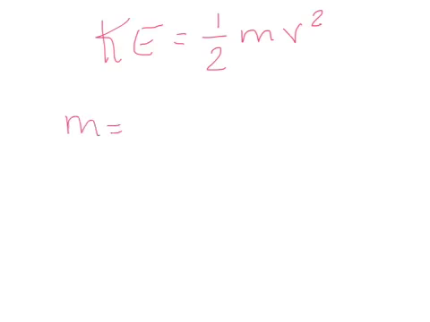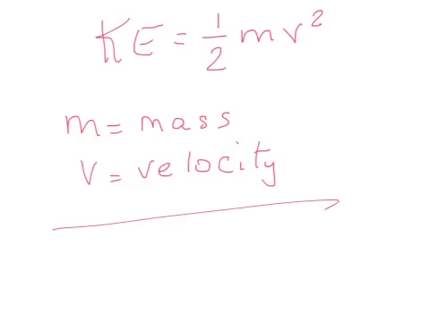We know it's movement, so we have to have a velocity. Kinetic energy is equal to 1/2 mass velocity squared. So mass is m and velocity is v. So we have everything we need to know to find our kinetic energy.